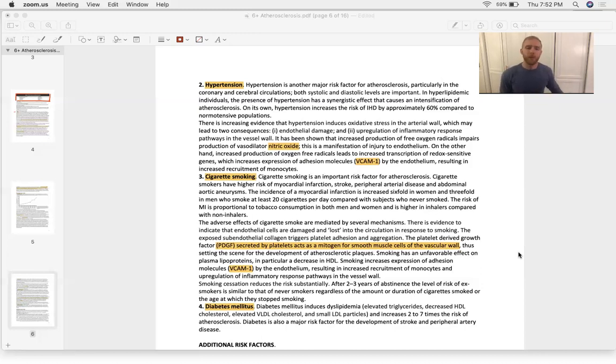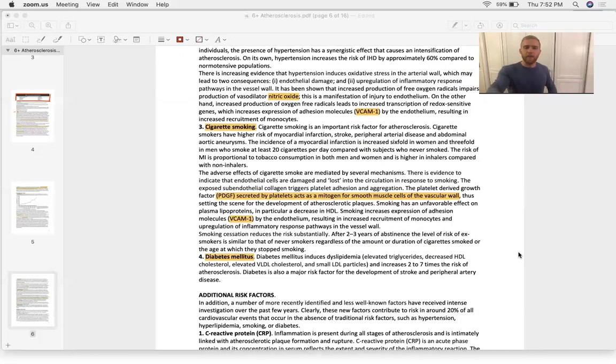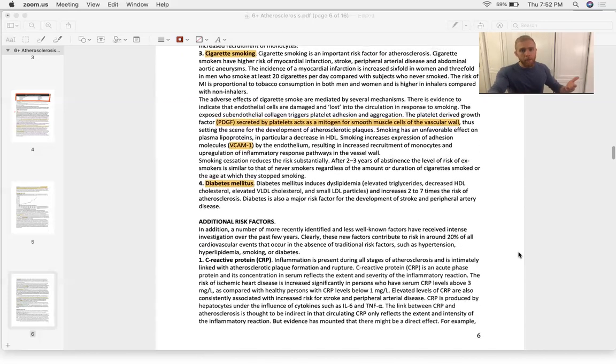Then we move on to cigarette smoking. This is a modifiable risk factor, and fortunately a very modifiable risk factor in the sense that after 2 to 3 years of not smoking, your level of risk as an ex-smoker is identical to a never smoker. That's really good news.